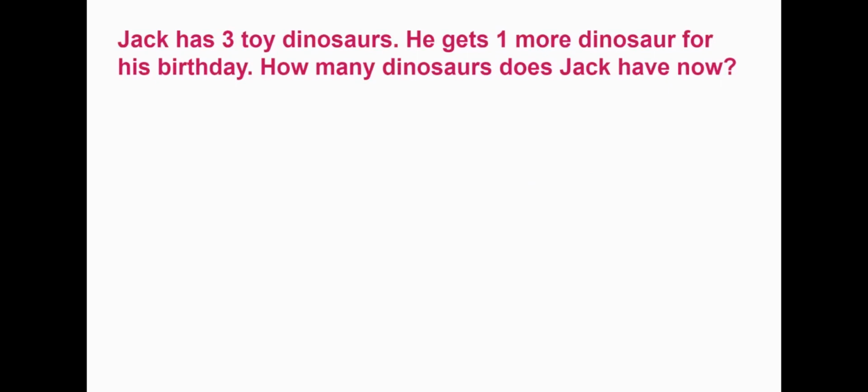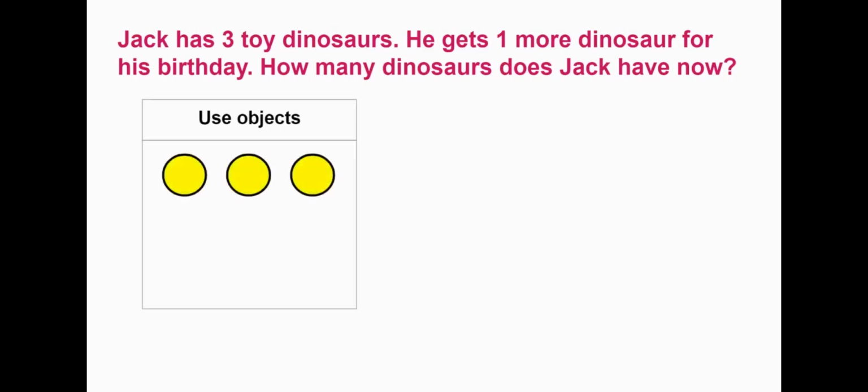A student might use circle counters to represent dinosaurs and initially count out and place 3 counters on the table. Then add one more counter and count all the counters together to determine Jack has 4 dinosaurs.